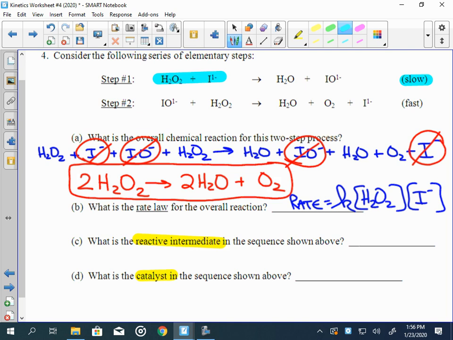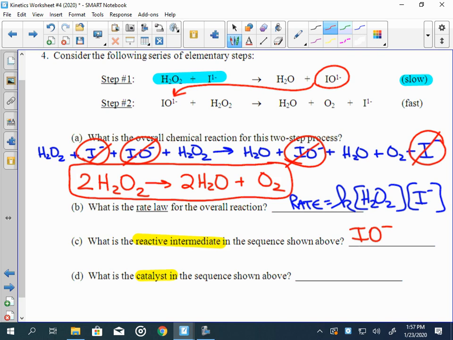All right. The intermediate. Kyle, what'd you get for the intermediate there? The reactive intermediate. O2? No, not that. The reactive intermediate. Kayla? IO with the minus 1 charge. And what we mean is it was produced in the first step and it was consumed in the second step. So that would be the intermediate. We made it. I didn't add it to the beaker, and it wasn't there at the end. It formed along the way, but it was used up.